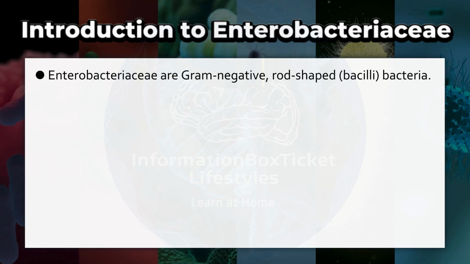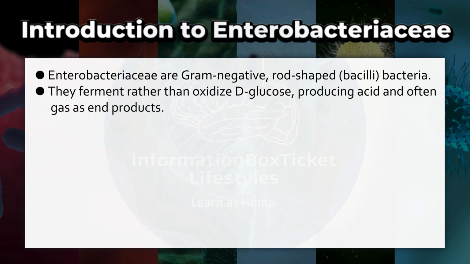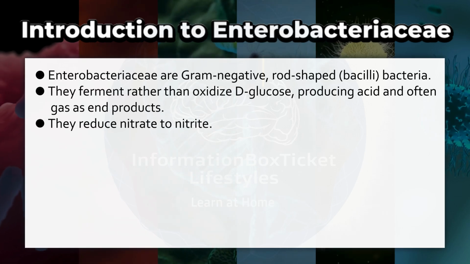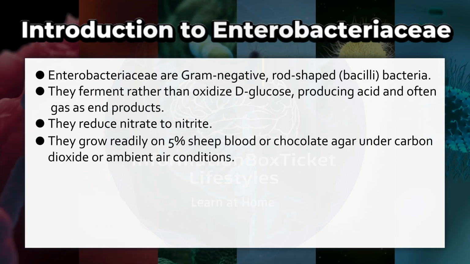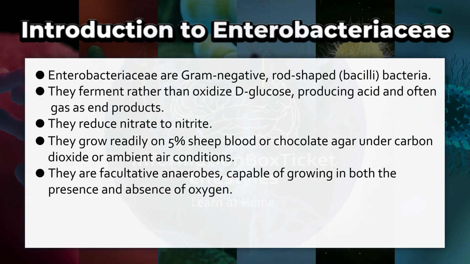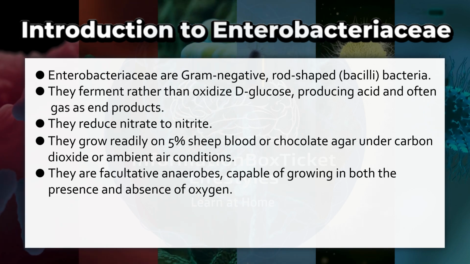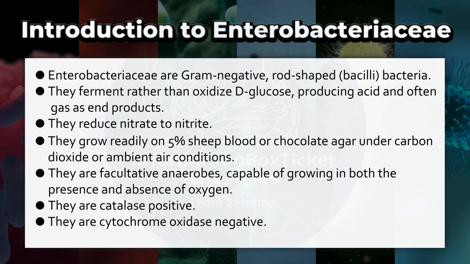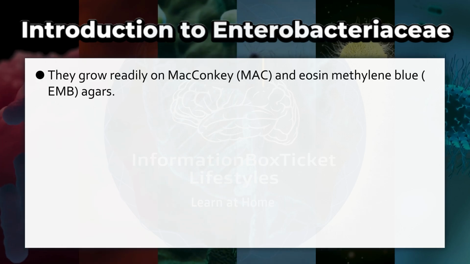Introduction to Enterobacteriaceae. Enterobacteriaceae are gram-negative, rod-shaped bacilli bacteria. They ferment rather than oxidize D-glucose, producing acid and often gas as end products. They reduce nitrate to nitrite. They grow readily on 5% sheep blood or chocolate agar under carbon dioxide or ambient air conditions. They are facultative anaerobes, capable of growing in both the presence and absence of oxygen. They are catalase positive. They are cytochrome oxidase negative. They grow readily on MacConkey and eosin methylene blue agars.